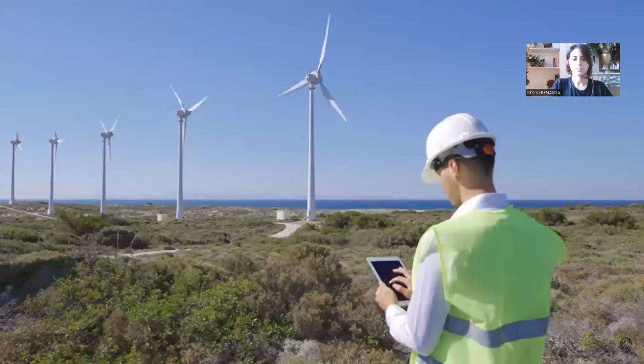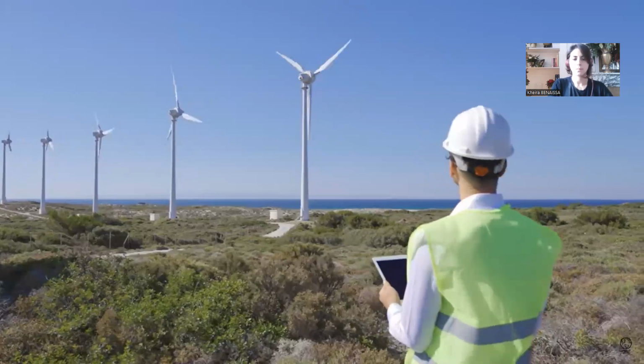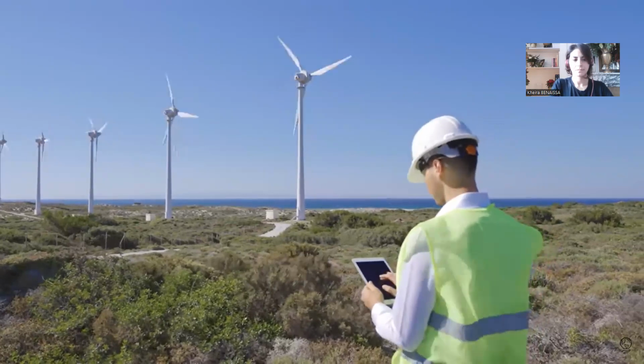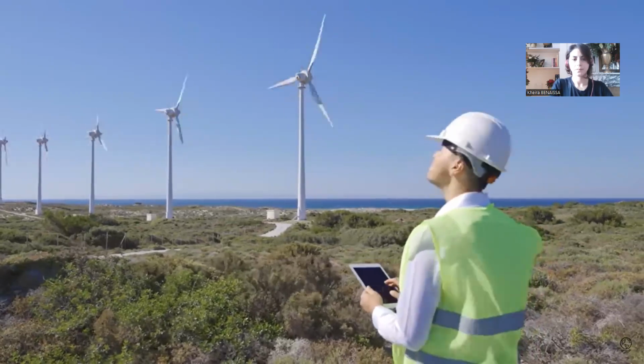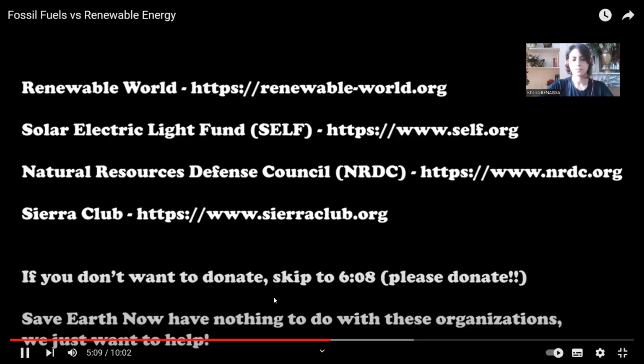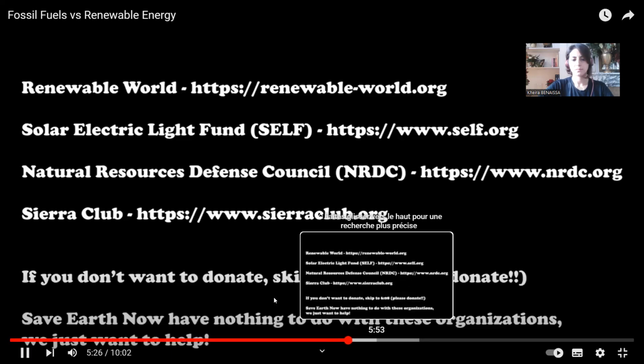Donating to support renewable energy. Individuals can also take action to support the development of renewable energy sources by making donations to organizations that work towards this goal. Here are a few options. Renewable World. This organization works to provide access to renewable energy in developing countries. They focus on bringing affordable and sustainable energy solutions to communities that lack access to electricity.